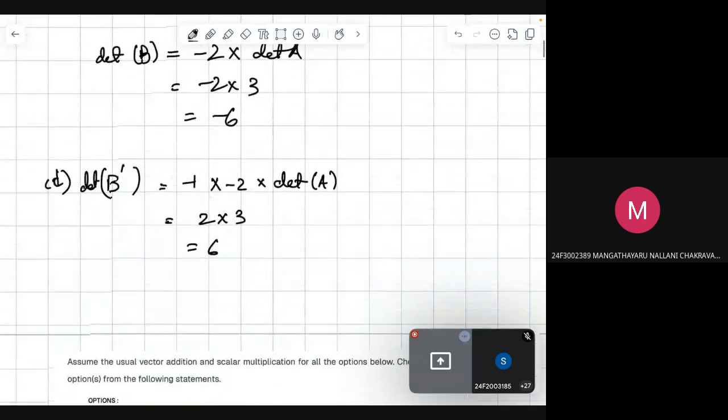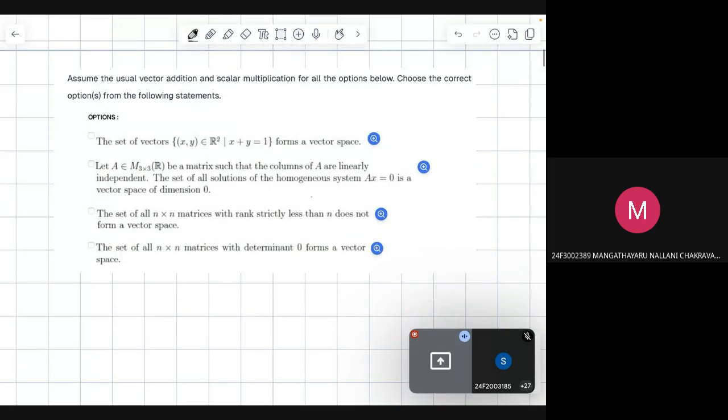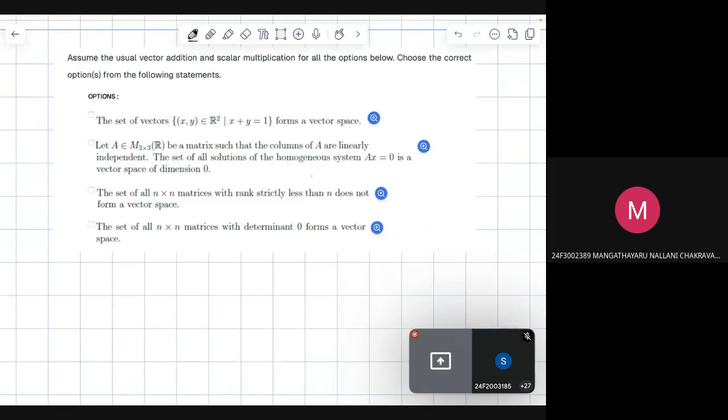Now we are going to go to the next question. The next question is: assume the usual vector addition and scalar multiplication for all the options below. Choose the correct option from the following statements. So we have to answer on the basis of the usual vector addition and scalar multiplication. So what is usual vector addition and scalar multiplication? We'll see this with the first option.